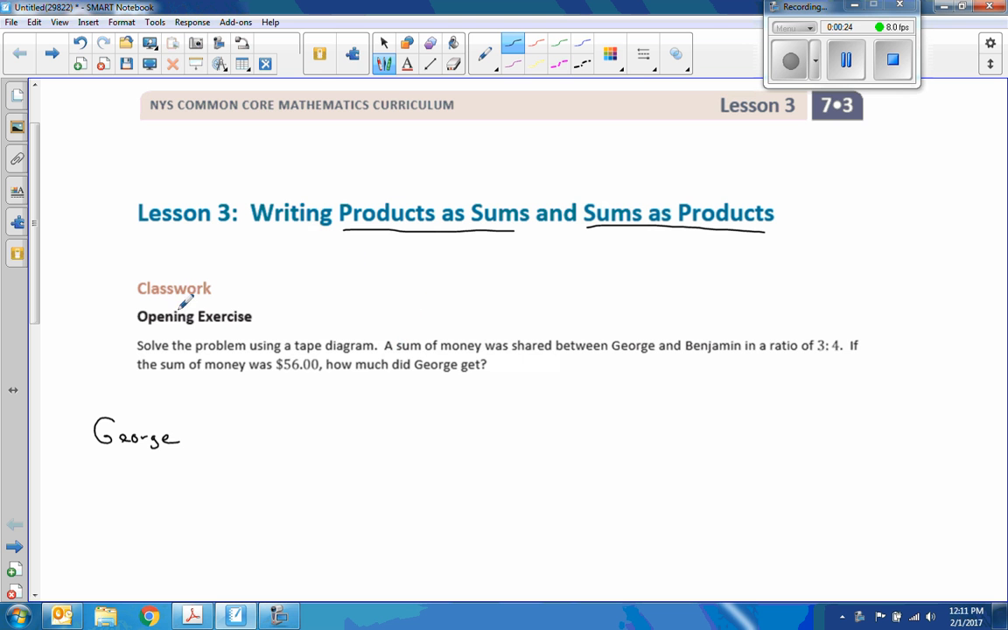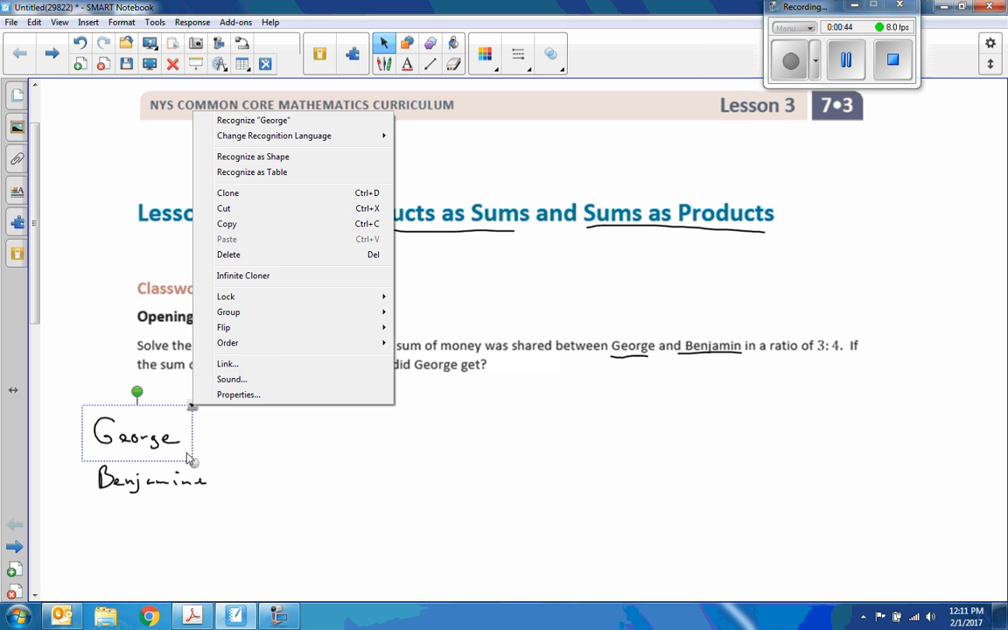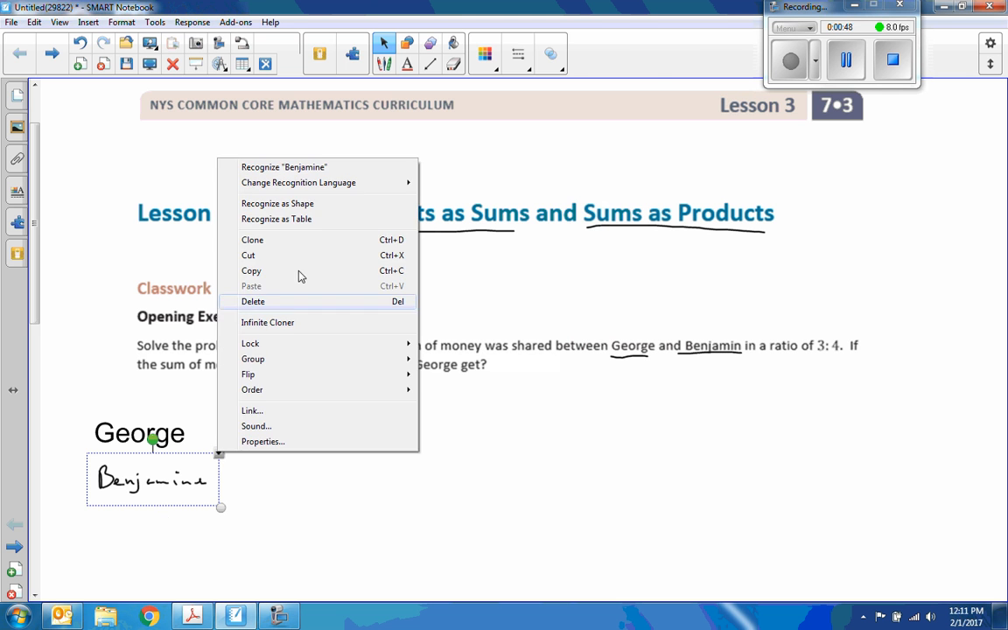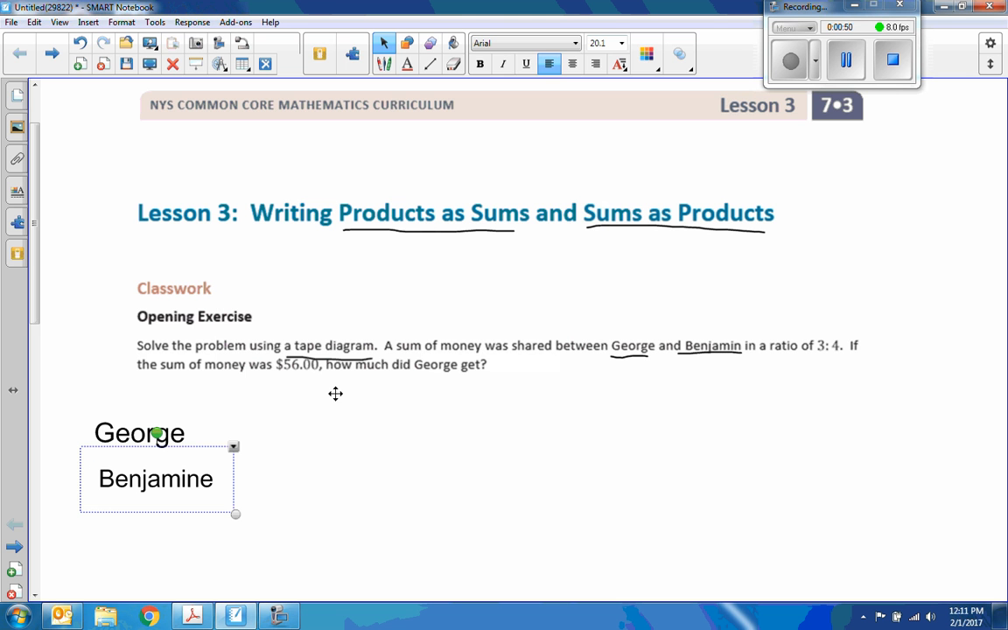So let's start with a classwork opening exercise, and it says solve the problem using a tape diagram. A sum of money was shared between George and Benjamin. I just started this one while waiting for this to buffer. So here we go. Benjamin. Okay, let me see if I can clean this up so you can read it. Okay, that's better.